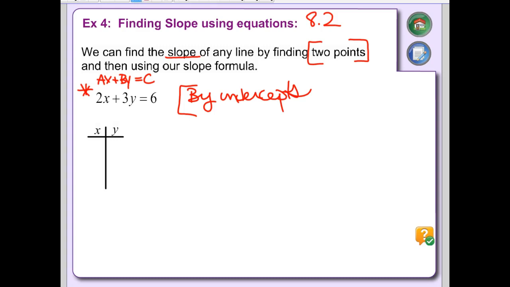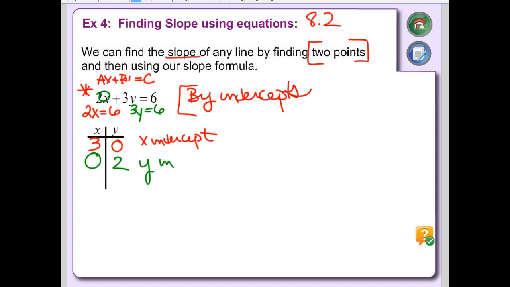So if I want to find the x-intercept, remember, I'm going to make y 0. If I make this y 0, it's gone. So we've got 2x equals 6. So what does x equal? x equals 3. Well, we just found our x-intercept. So now how do we find our y-intercept? Well, when we're hunting down y, we do the opposite. We make x 0, and it's gone. So now I have 3y equals 6. So what does y equal? y equals 2. Remember, we made the x 0, and that's my y-intercept.